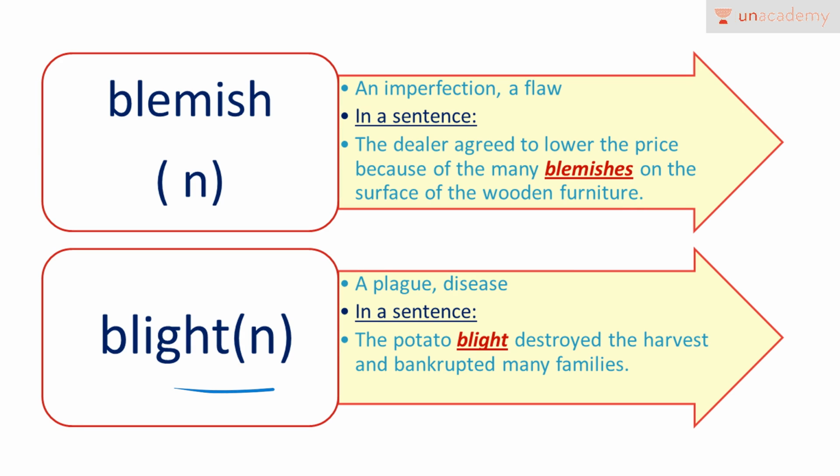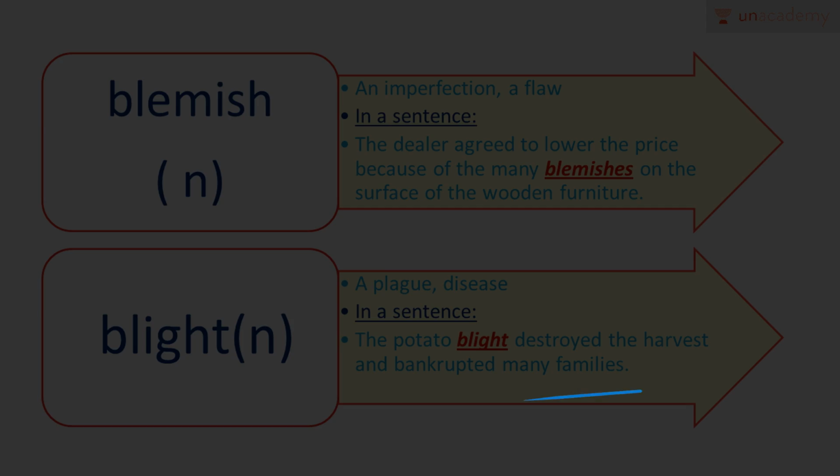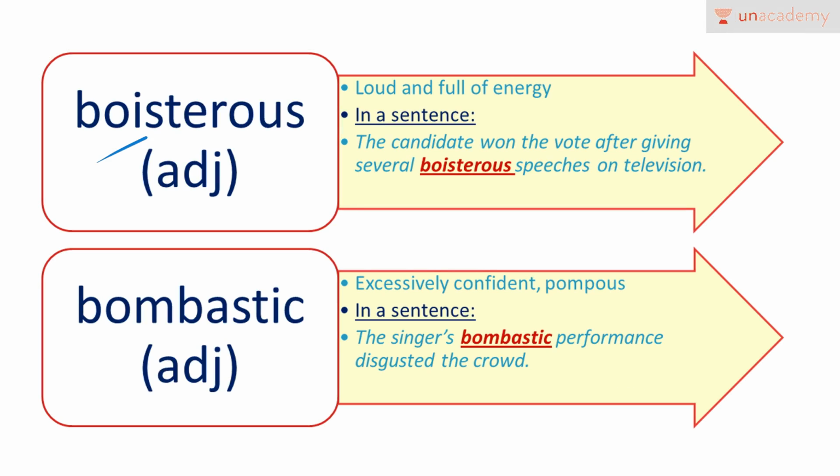Next on, blight, noun. It's a plague, a disease. So in a sentence it would read, the potato blight destroyed the harvest and bankrupted many families. A sad situation, isn't it? Boisterous, adjective, is defined as loud and full of energy. So, in a sentence it would read, the candidate won the vote after giving several boisterous speeches on television.